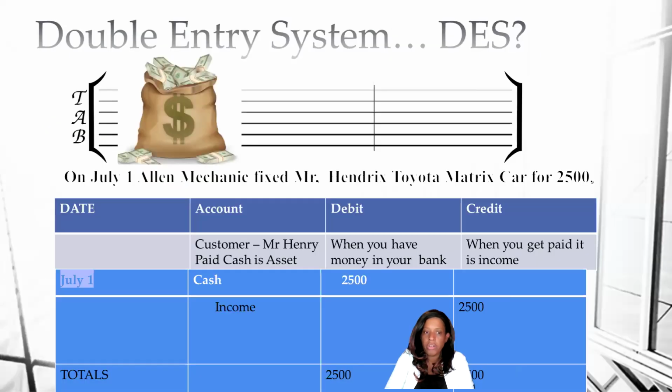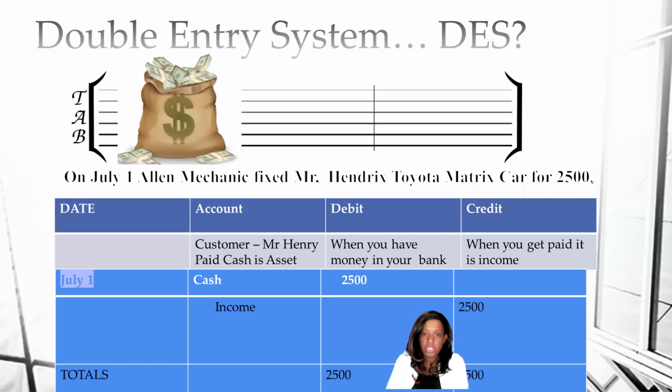So let's go on to the double entry system, and I call this DES. Hey, DES. This is a double entry system. In order to explain the double entry system, it is easier if I give you a scenario. On July 1, Allen Mechanic fixed Mr. Hendricks' Toyota Matrix, and the charge was $2,500.